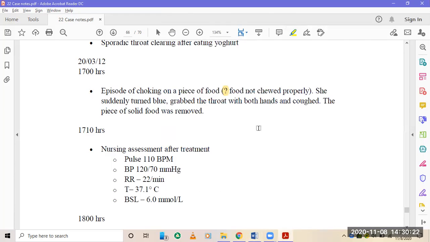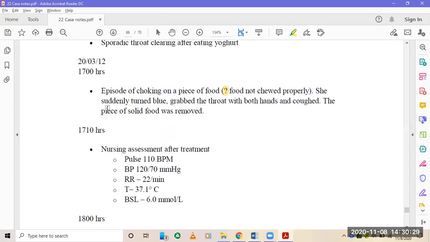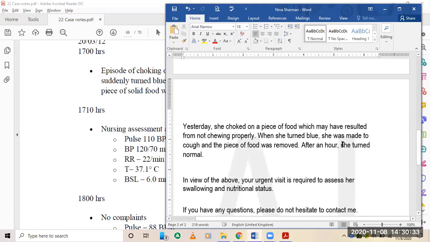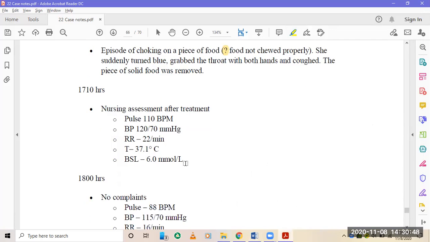This happened at 1700 hours. I am not writing that. I don't need to mention when it happened. But what I need to really show there is after 1 hour, everything became normal. She turned normal means she came back to the same color. Color is not the main thing. Color is not important here. Here it is important, but later on when she turned normal means what? Color also became normal and all the other things also became normal.